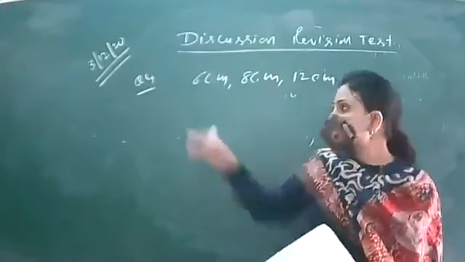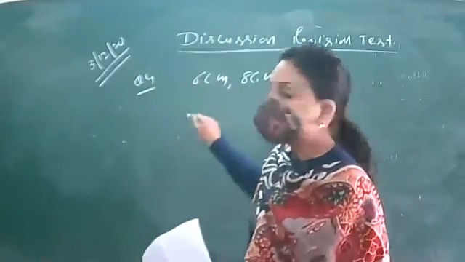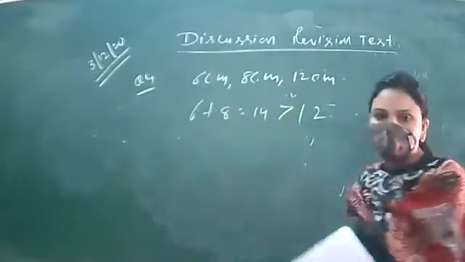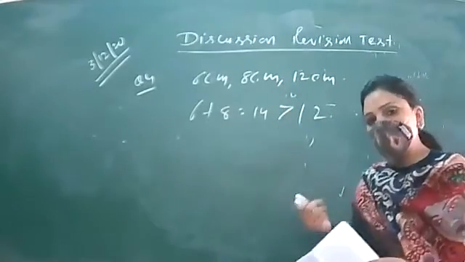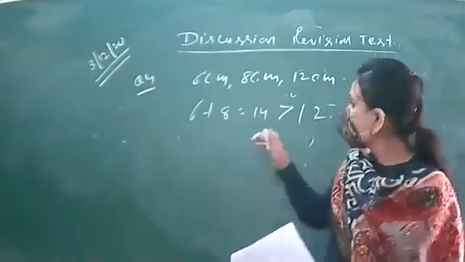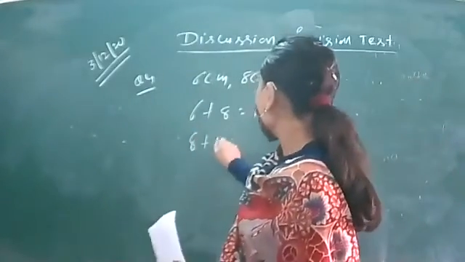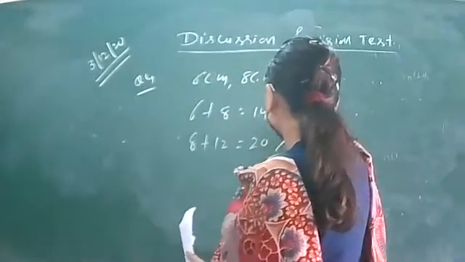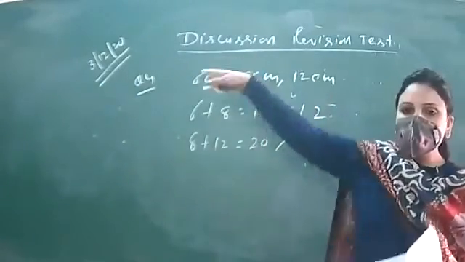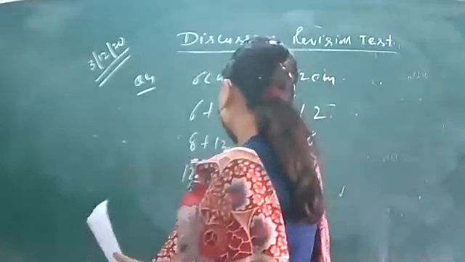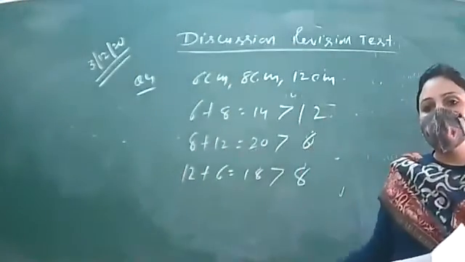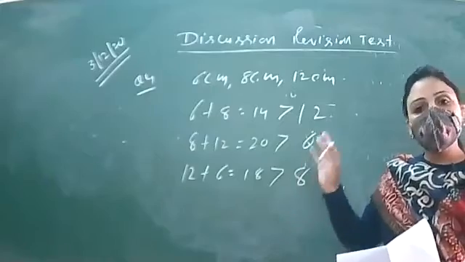Sides taken in order means, firstly we take the first and second side, we add them, comes out to be 14, greater than 12. So the first pair is satisfying this property of the triangle. The second pair, 8 and 12, comes out to be 20, greater than 6. The second pair is also satisfying. Now first and third, 12 plus 6, 18, greater than 8. So this is also satisfying the property.